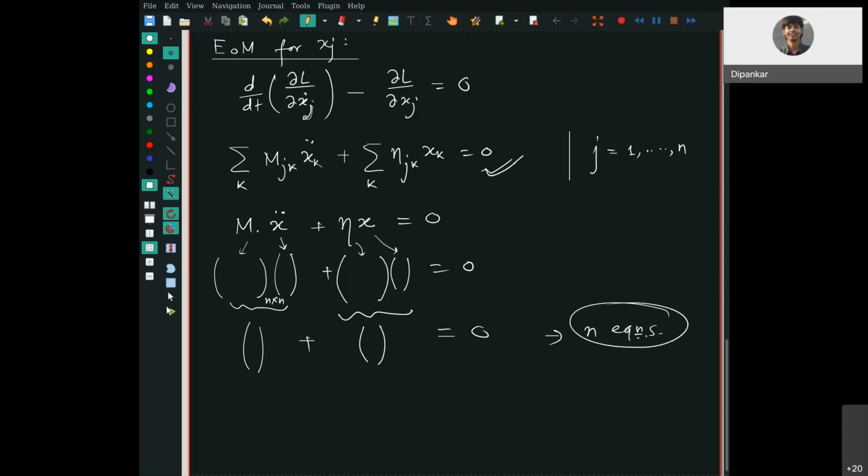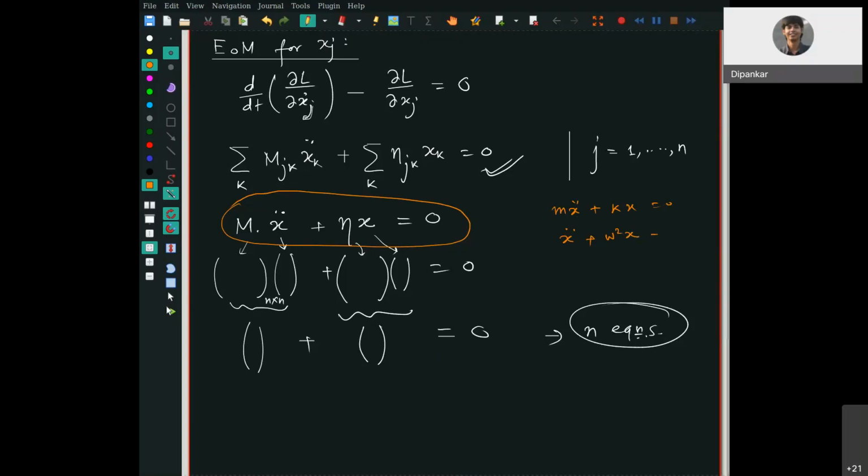But before I proceed, there is one striking resemblance to our known equation of motion. If you look at this equation, m x double dot plus eta x, it looks strikingly similar to one-dimensional simple harmonic motion, where we have m x double dot plus kx equals 0. You divide by m to write x double dot plus k by m, which you write as omega square, x equals 0. This k is the restoring force constant, and m is the mass. Here also m is the analog of mass because it comes from my kinetic energy, the quadratic coefficient of my kinetic energy. And this eta is usually called the restoring tensor. A tensor because it has two indices, like moment of inertia.